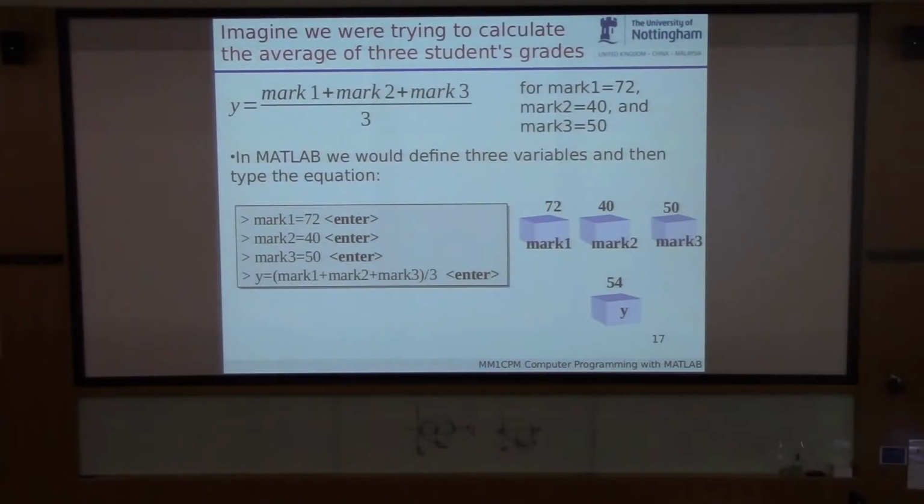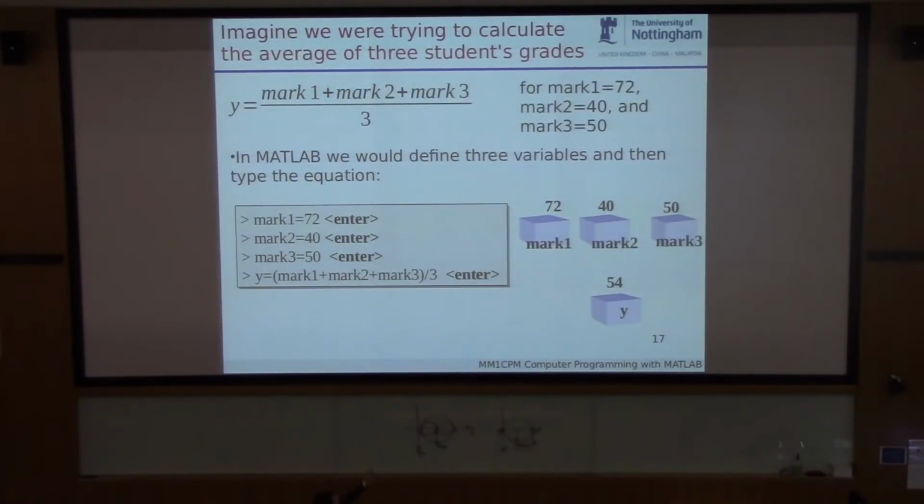Imagine I wanted to calculate the mark of this student, this student, this student. What I could do is store in MATLAB their marks in variables. So I could define mark 1 as 72, mark 2 as 40, and mark 3 as 50. And then if I want to calculate the average mark, I'll just go y equals mark 1 plus mark 2 plus mark 3 over 3. In MATLAB, very simply I'll just go mark 1 equals 72, mark 2 equals 40, mark 3 equals 50, then type in y equals open brackets mark 1 plus mark 2 plus mark 3 over 3. And sort of pictorially, in my variables as boxes analogy, you could look at it like this.